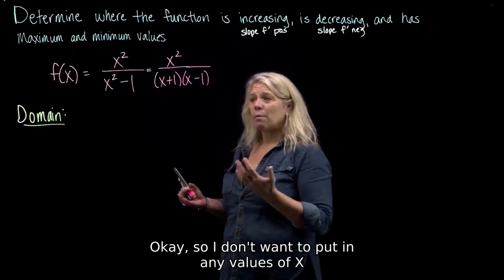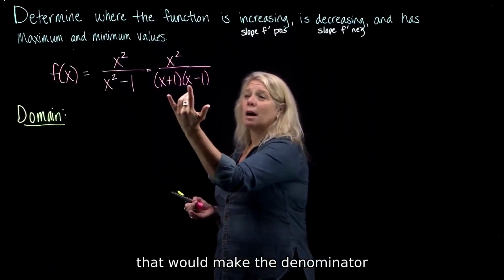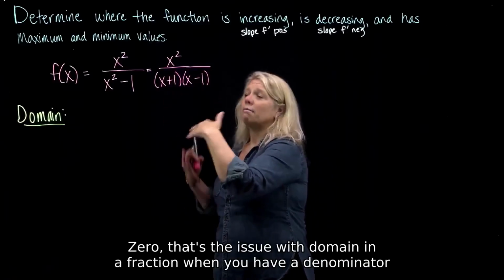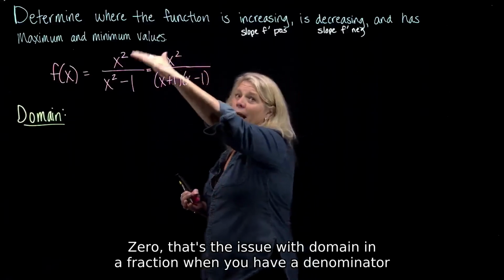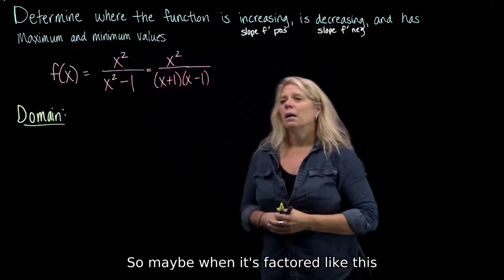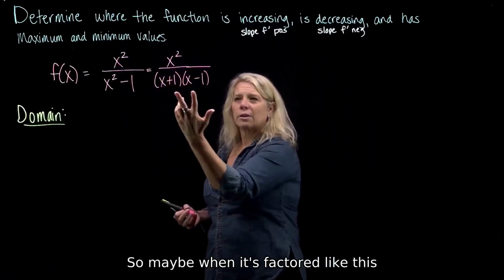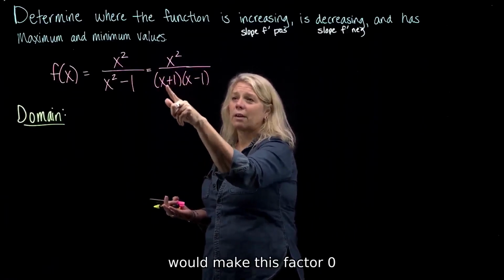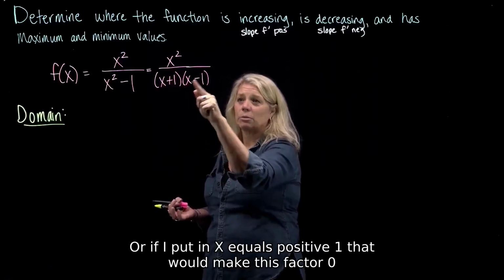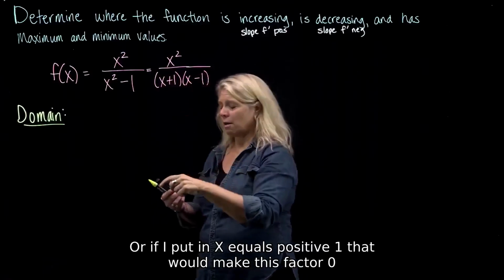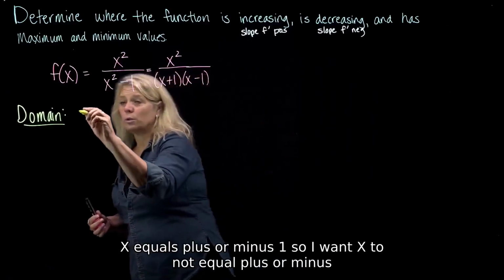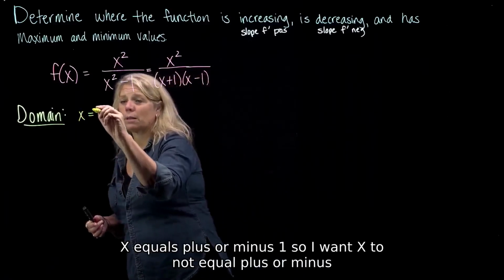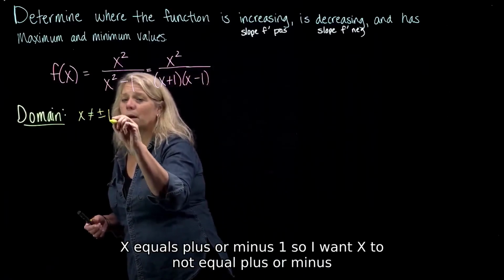Okay, so I don't want to put in any values of x that would make the denominator 0. That's the issue with domain in a fraction when you have a denominator. So when it's factored like this, it's easy to see that if I put in x equals -1, that would make this factor 0. Or if I put in x equals +1, that would make this factor 0. So I need to exclude x equals plus or minus 1. So I want x to not equal plus or minus 1.